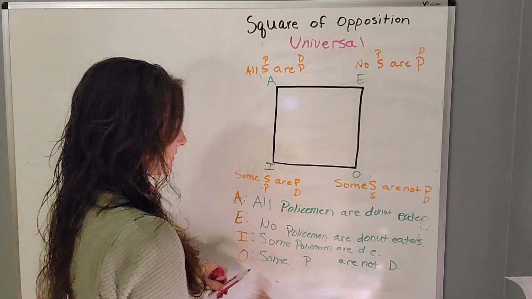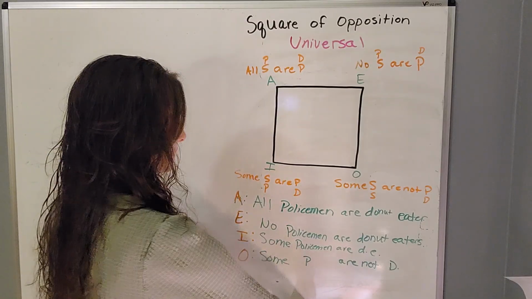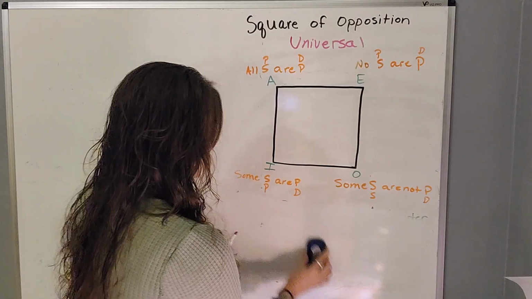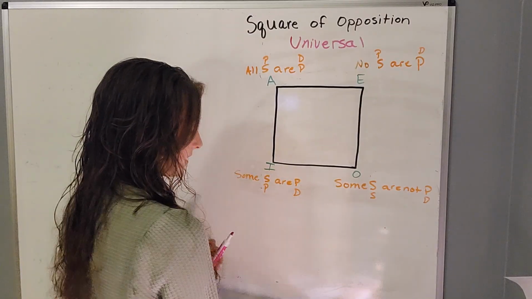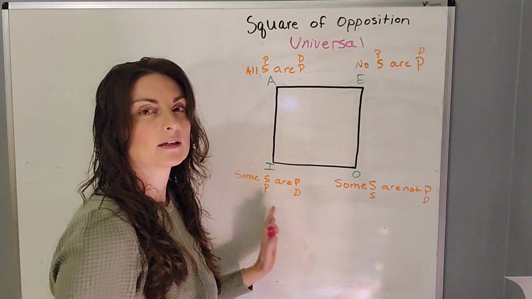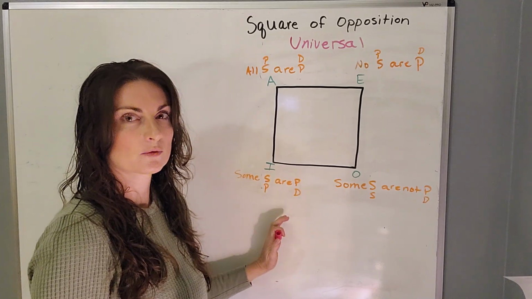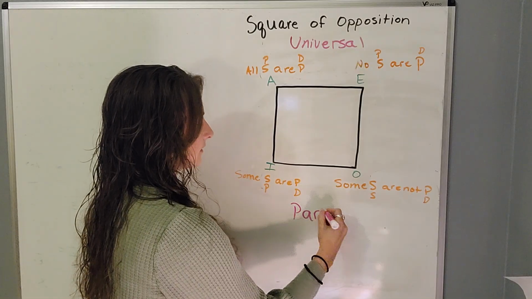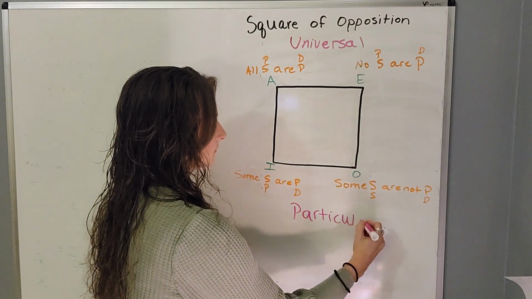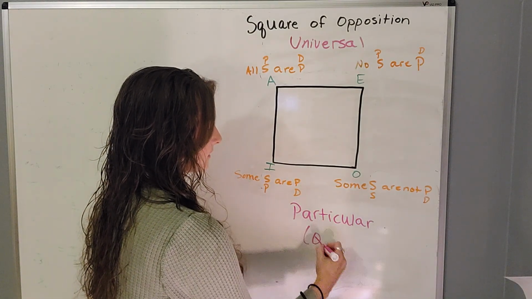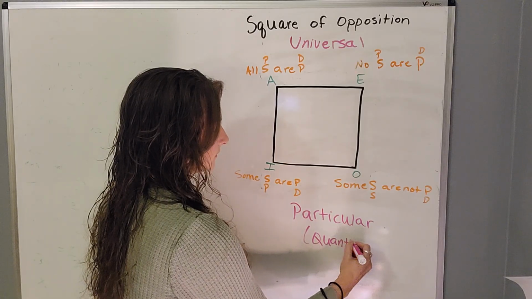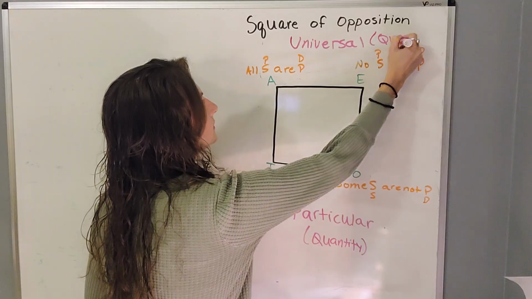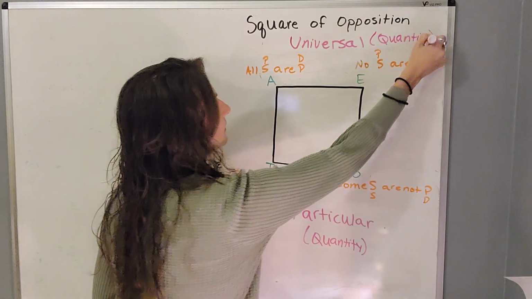Now, down here, I'm going to just erase this part. Down here, we have some and some are not. So we are not talking about the entire extension of policemen. We're only talking about a part of it. So the bottom is particular. And again, this is discussing quantity. And this one is quantity. How much of the subject?